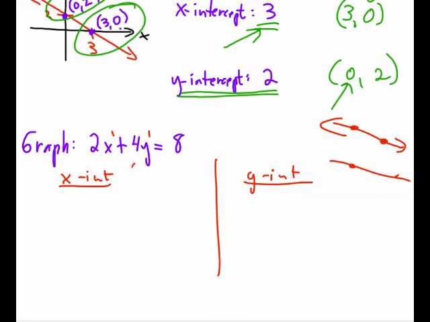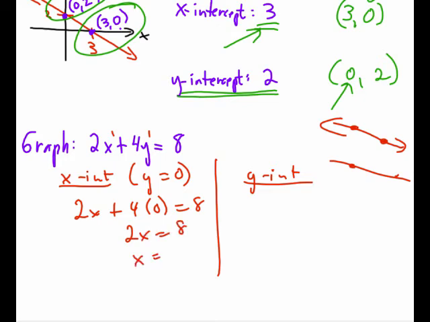And the x-intercept, remember, means that the y-coordinate is 0. So if I substitute 0 in for y, I get 2x is 8, which means that x is 4. So this is my x-intercept.